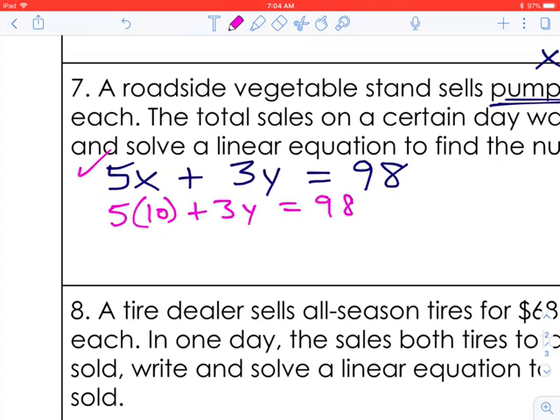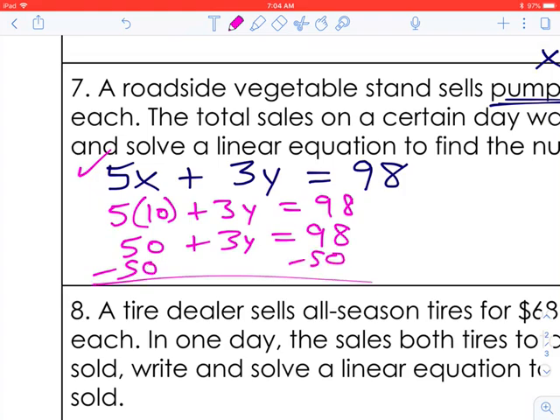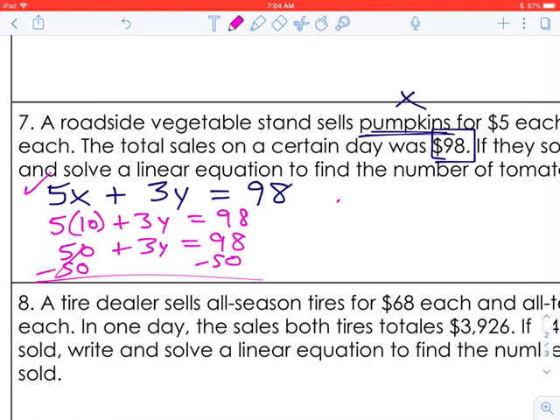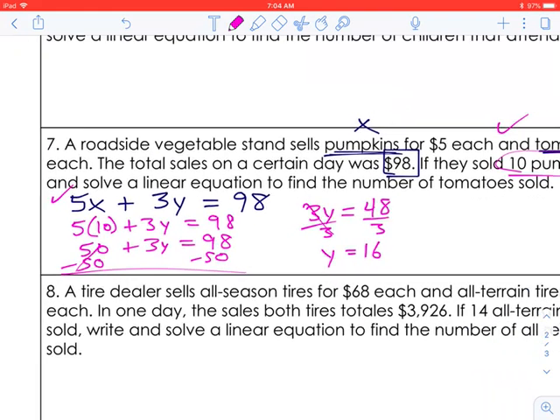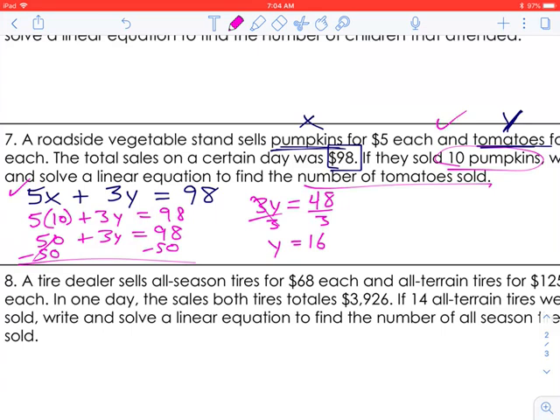And let's finish it. 5 times 10 is 50 plus 3y equals 98. Subtract off 50, and I end up with 3y equals 48. And when I divide by 3, I end up with y equals 48 divided by 3, which is 16. 16 what? Number of tomatoes. So 16 tomatoes.